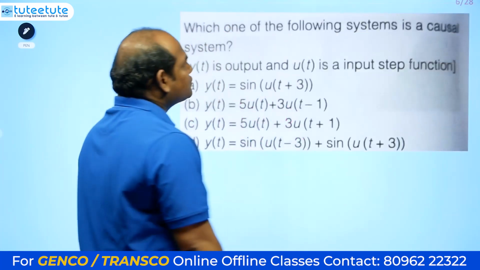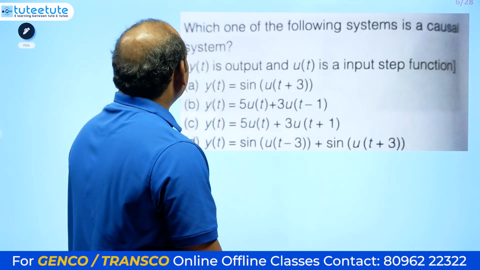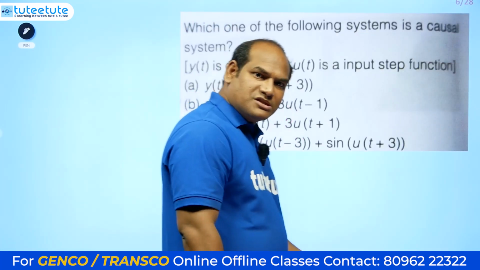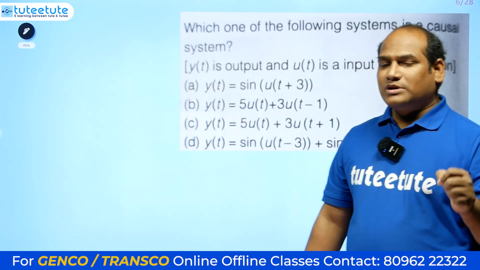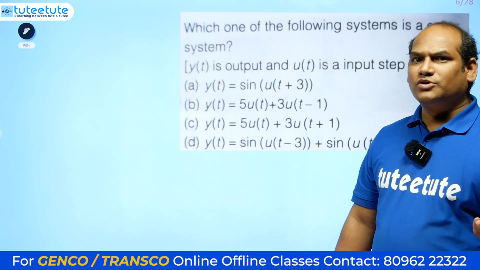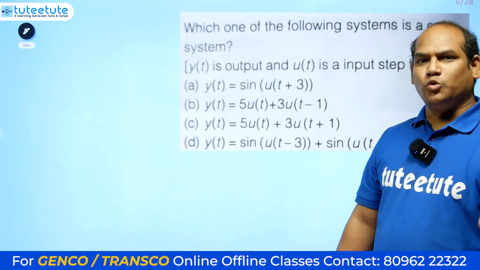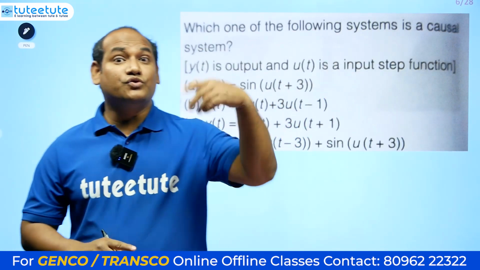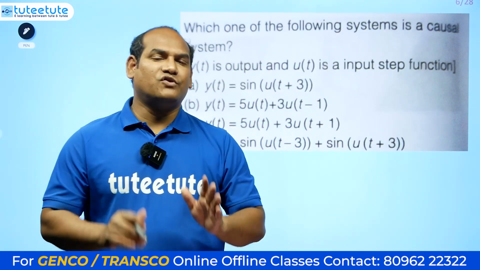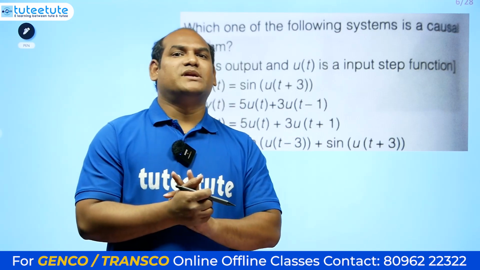Now, which one of the following systems is a causal system? Causal system means the present output depends on past input and present input, either past input or present input or both. But the present output should not depend upon the future input. That is the main criterion. If you remember that one, the remaining two things automatically will come.